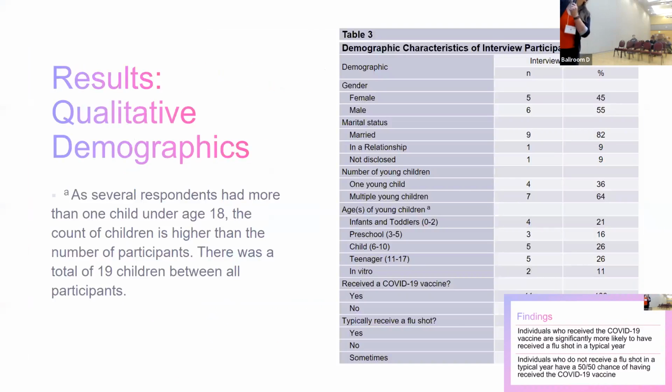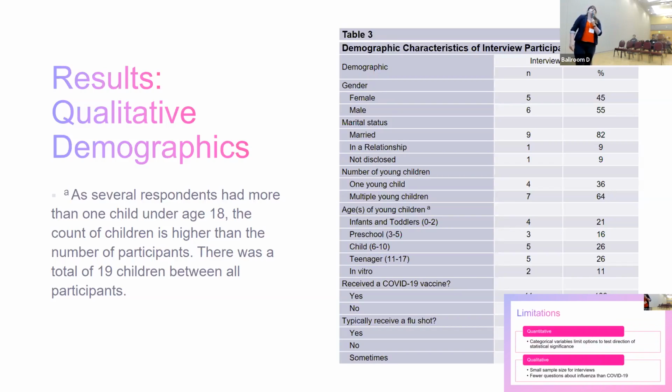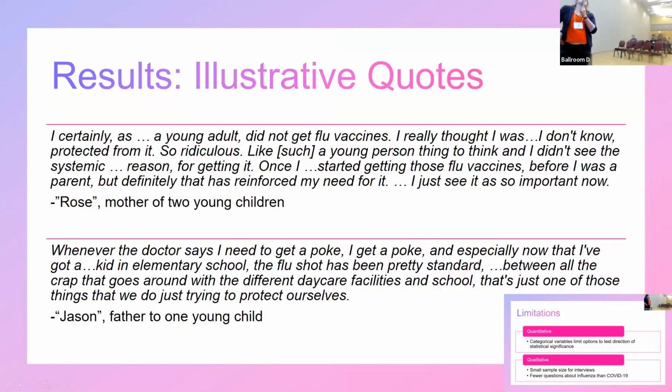Okay, so really briefly, people who received a COVID-19 vaccine are significantly more likely to have received a flu shot. And again, the 50-50 split in individuals who do not receive a flu shot typically. Brief limitations, since my variables are categorical, I only have a handful of tests to test for significance. And for the qualitative portion, it is a small sample size with fewer questions about influenza than COVID-19.